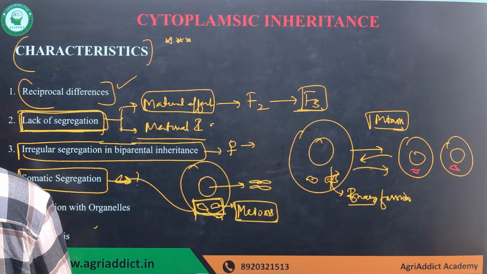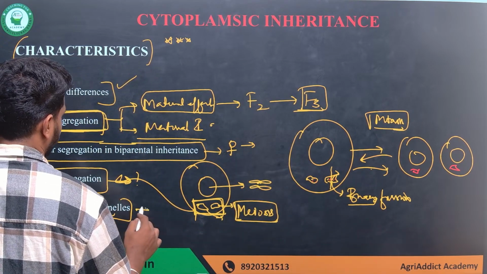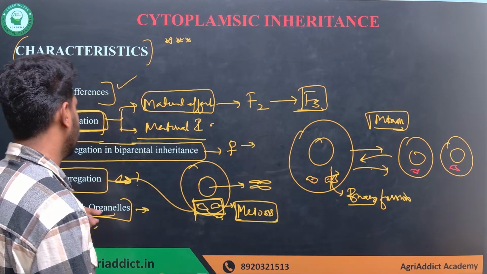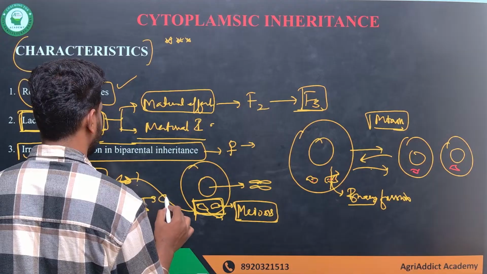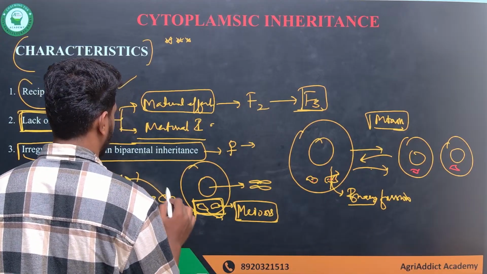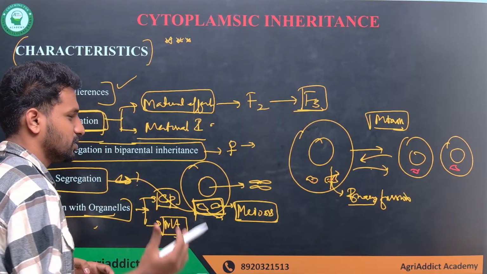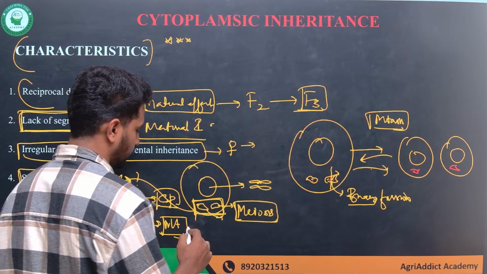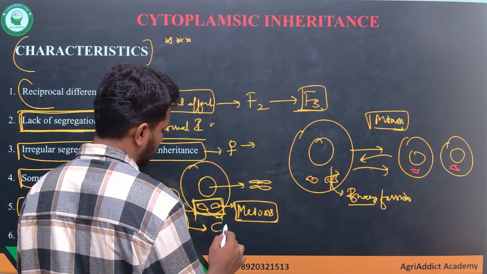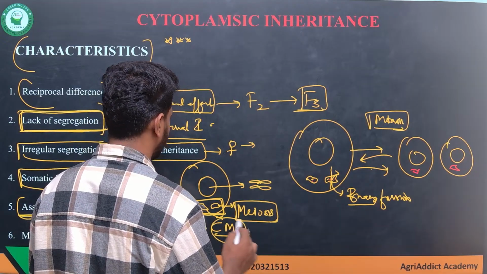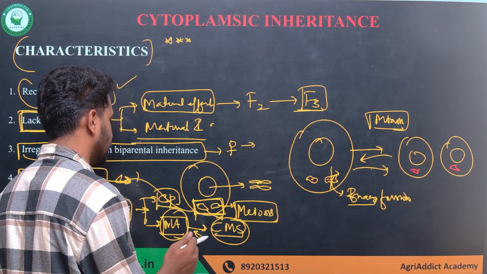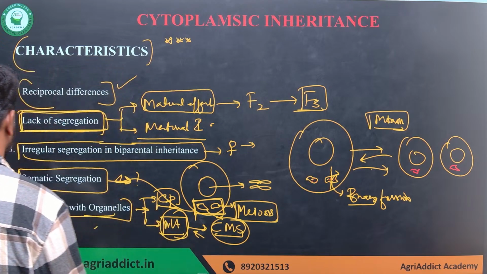Next, association with the organelles. As I told you, whenever I talk about cytoplasmic inheritance, it is truly an association with the cytoplasmic genes, and these genes are located either in the chloroplast or in the mitochondria. If in the question they are asking which genes male sterility is associated with, you have to directly mark it as mitochondrial genes. Do not get confused. It's not just the cytoplasmic genes, it is specifically the mitochondrial genes to which this particular trait is linked.